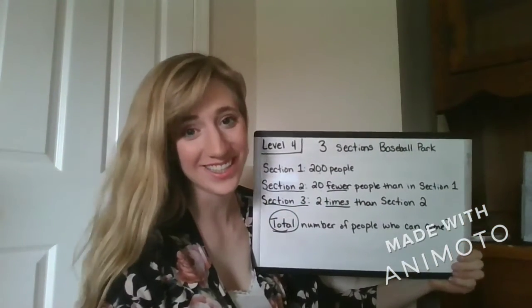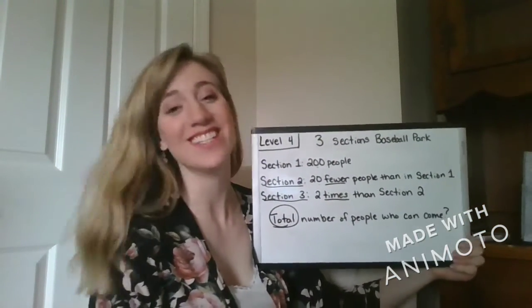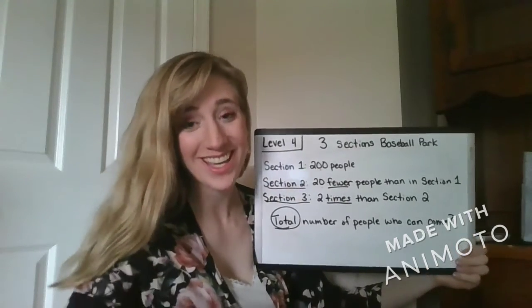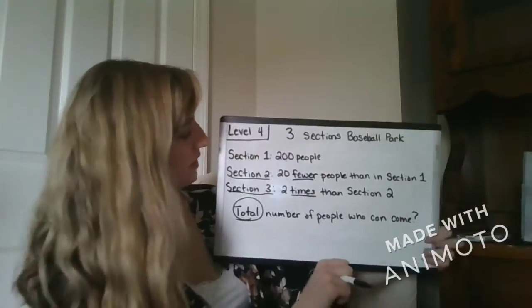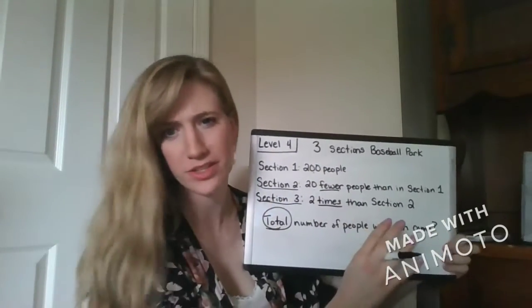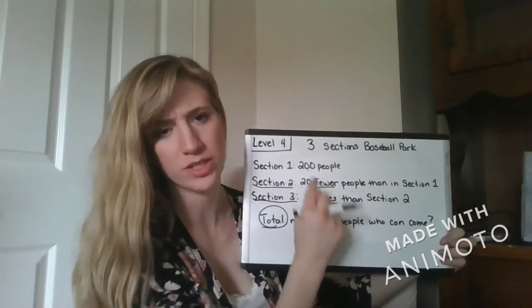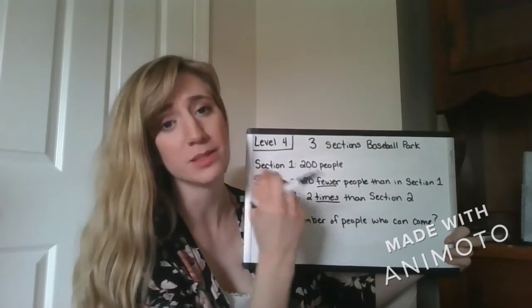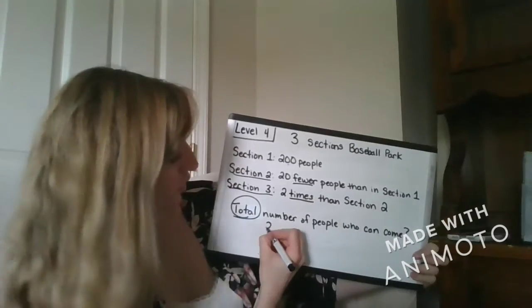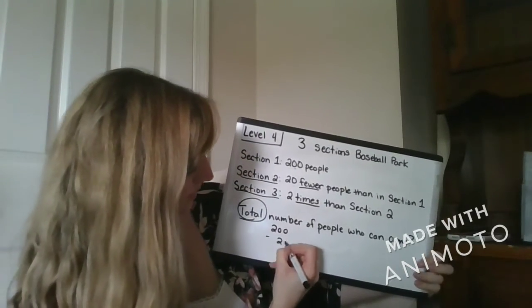Alright, so if you're here, you're ready for me to go over the answer. This is the last level, okay? So, let's go over the problem. So in section 1, I already know there's 200. There's nothing to do there. Section 2 says there's 20 fewer than section 1. So fewer, hopefully you know that means subtracting. So I need to do 200 subtract 20.